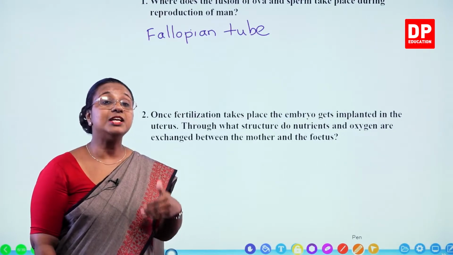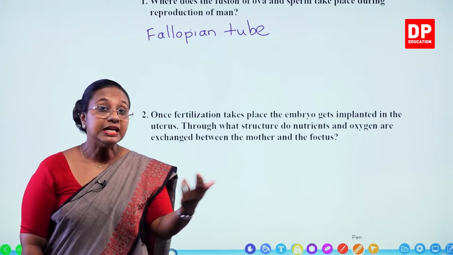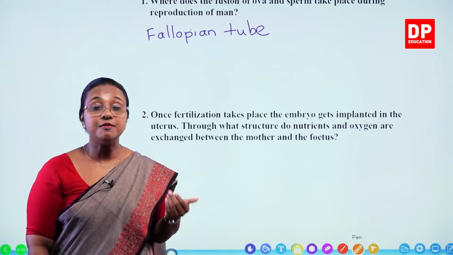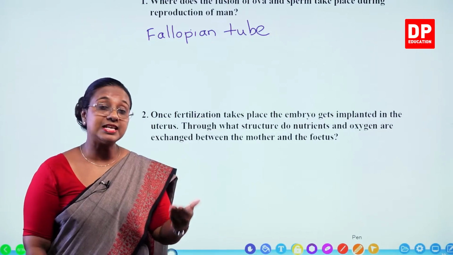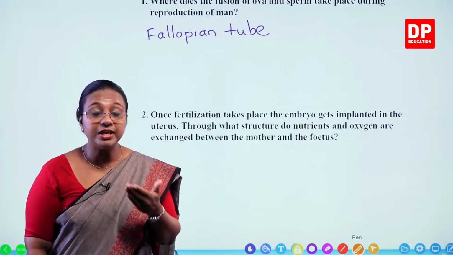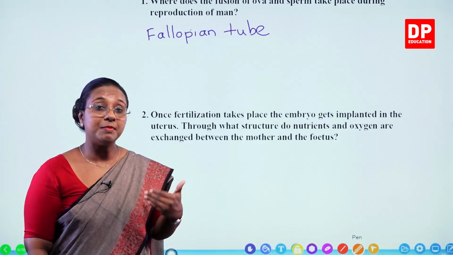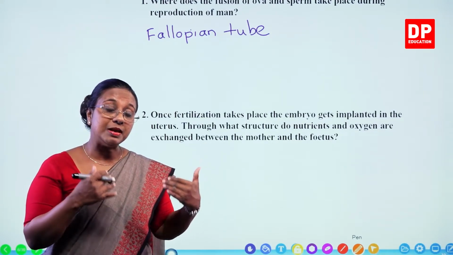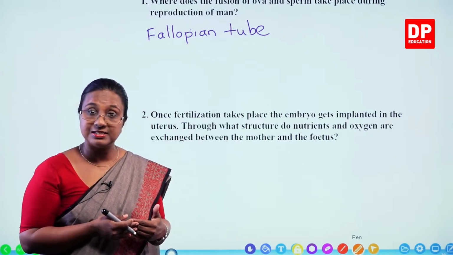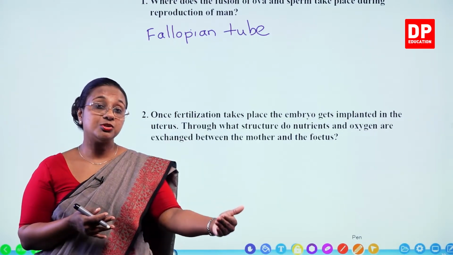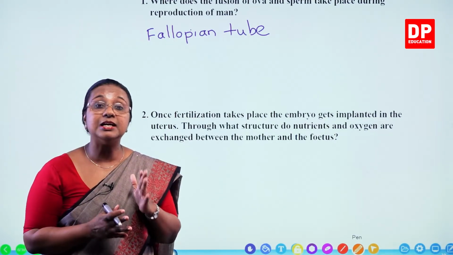After the implantation of the embryo, what happens there? The embryonic membranes are formed. We call it the water bag or the embryonic sac. Inside that there is the embryonic fluid. And between the fetus and the mother, where the embryonic membranes fuse with the wall of the uterus, there is the placenta. From the placenta to the fetus, there is the umbilical cord.